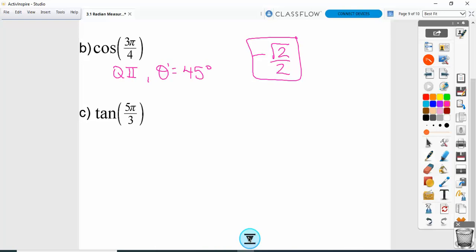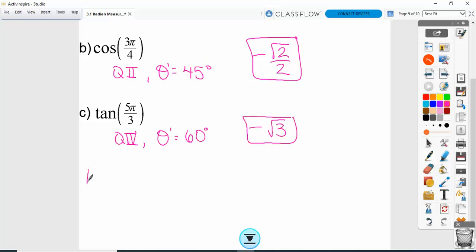Tangent of 5 pi over 3. What quadrant is 5 pi over 3? 4. Double minus 1. 2 times 3 is 6, minus 1 is 5. So this is quadrant 4. For the reference angle, you're just looking at pi over 3, that's 60 degrees. So in quadrant 4, is tangent positive or negative? Negative. All students take calculus. Cosine's positive, so tangent would be a negative. What's the tangent of 60? Square root of 3 over square root of 1, so square root of 3.